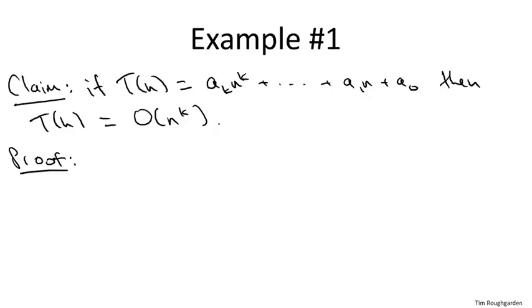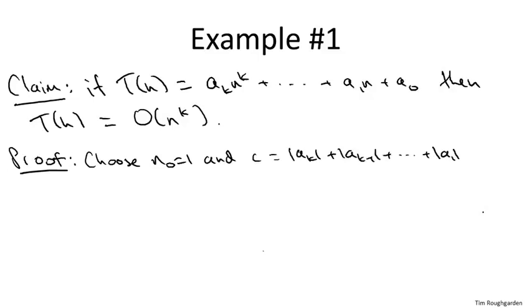Now, for this proof, to keep things very simple to follow, but admittedly a little mysterious, I'm just going to pull these constants c and n_0 out of a hat. So I'm not going to tell you how I derived them, but it'll be easy to check that they work. So let's work with a constant n_0 equal to 1. That's a very simple choice of n_0. And then c we're going to pick to be the sum of the absolute values of the coefficients. So the absolute value of a_k plus the absolute value of a_(k-1), and so on. Remember, I didn't assume that the original polynomial had non-negative coefficients.